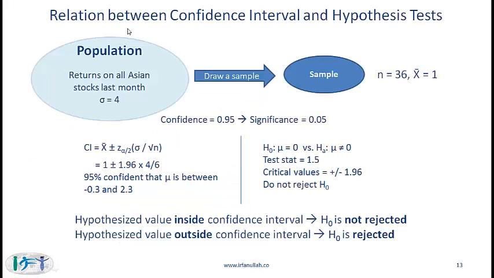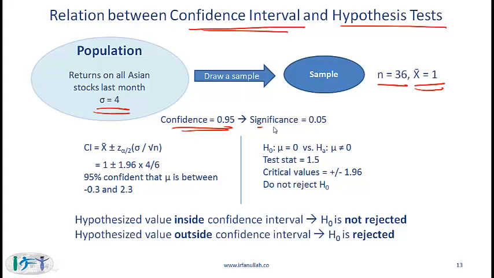Now we look at the relation between confidence interval, which we studied in the last reading, and hypothesis test, which we are studying in this reading. We continue with the example that we've been talking about. We have a population which consists of the returns on all Asian stocks last month. The population standard deviation is 4. We draw a sample, and the sample has a size of 36, and the sample has a mean of 1. Let us say that we want to do our work with 95% confidence, which is the same as a significance level of 0.05.